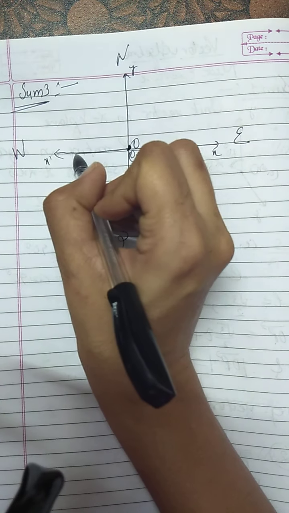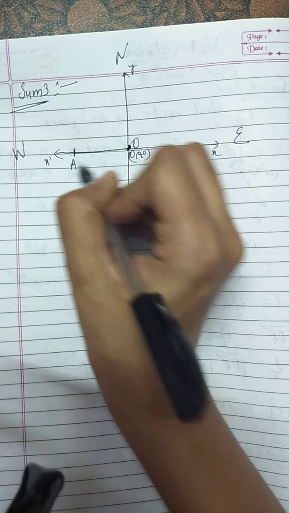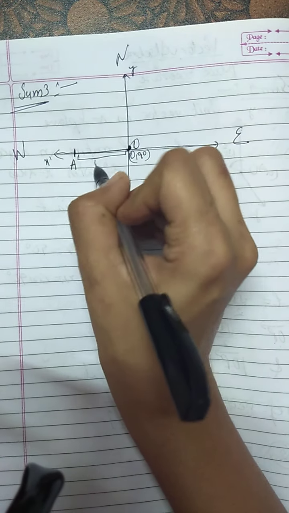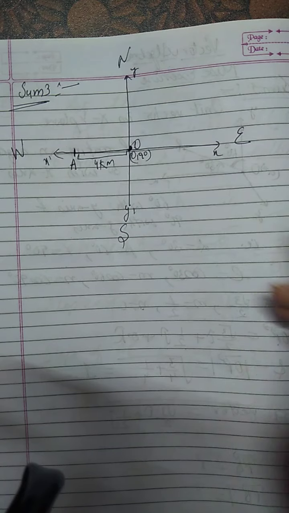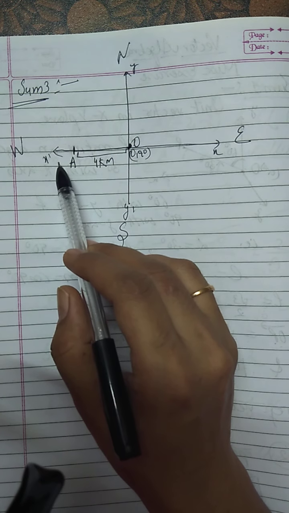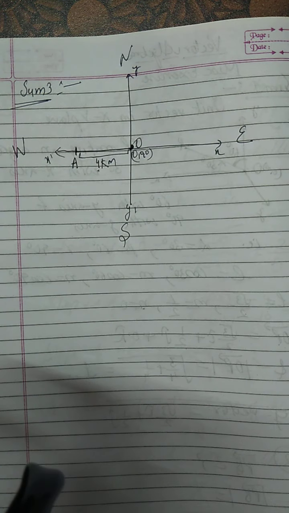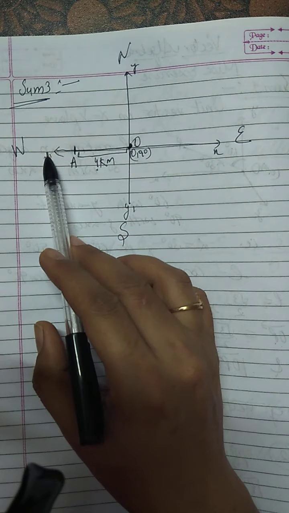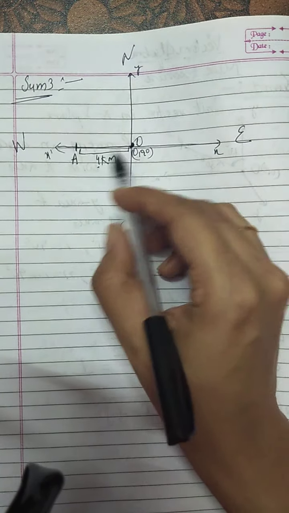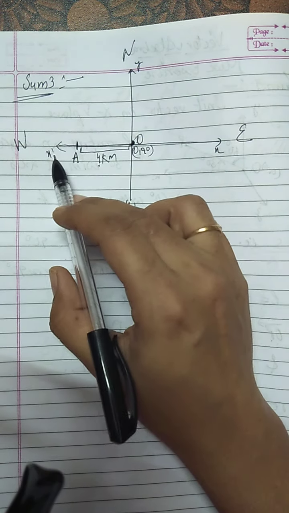Towards west she is going 4 km. So let us say this distance is OA. And how much is the distance OA? 4 km. It is on the negative x-axis. So when I take the component, the OA vector will be minus 4 I cap. First thing, why minus? Because it is on the negative x-axis. So the OA vector, I will say, let it be minus 4 I cap, since it is on the negative x-axis.